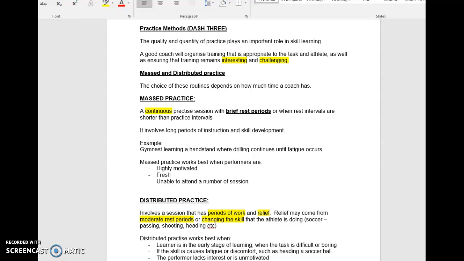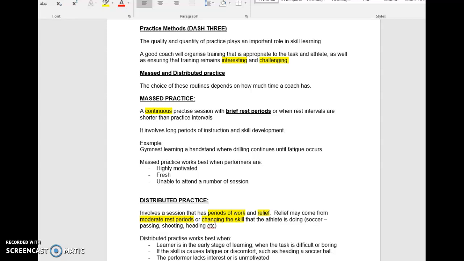A good coach will organise training that is appropriate to the task and the athlete. You would be worried if a swimmer was doing most of their training on land. Skills that are learned for athletes must either be broken down and explained by the coach in a specific way, or that athlete must train in a specific way to understand the requirements of the game. And this dash point, practice method, looks at the different ways a coach can deliver a skill to their athletes.